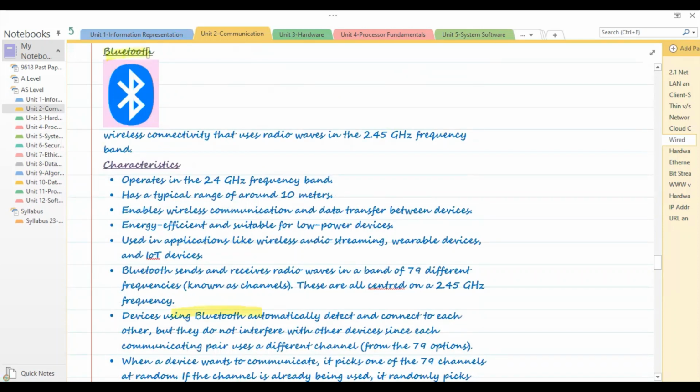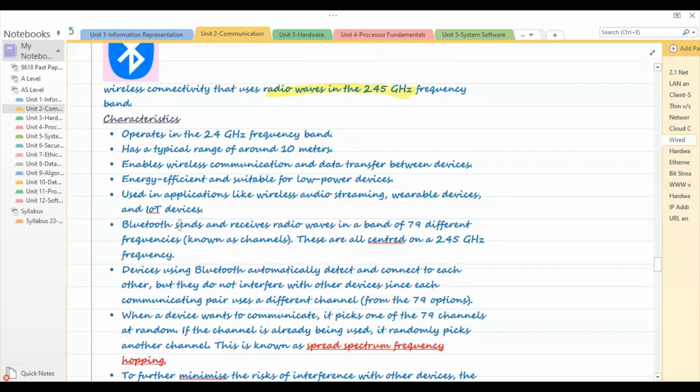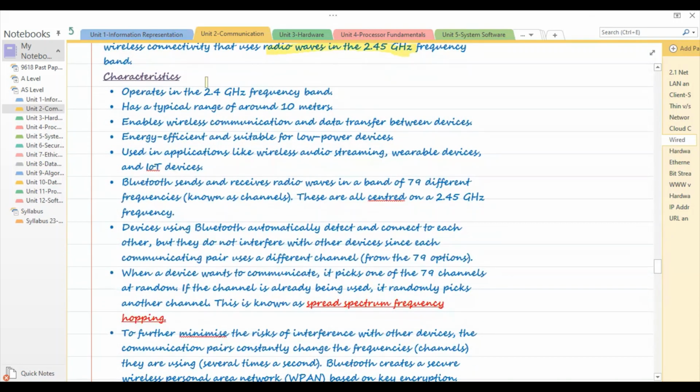Now comes Bluetooth. We all are using Bluetooth, so we know how it works. You can connect your devices for data transfer. It is wireless connectivity that uses radio waves in the frequency band of 2.45 gigahertz. If we look at characteristics, it operates in the 2.4 gigahertz frequency band and has a typical range of around 10 meters. You can't connect your devices if you go beyond 10 meters range.